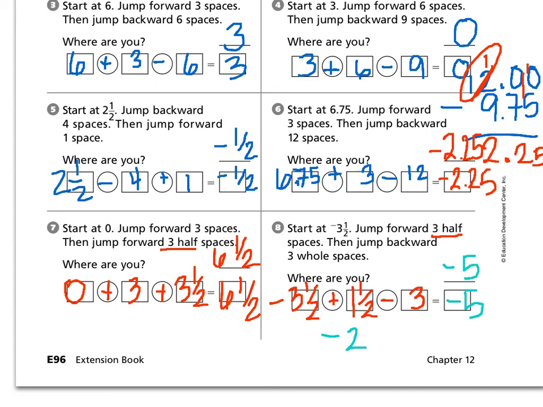Let's go back and fix number 7 now though. We had start at 0, which is correct, jump forward 3 spaces, which is correct, but then jump forward 3 half spaces. So this isn't 3.5, it's actually 1.5. So this answer is wrong. So I have 0 plus 3 is 3 plus 1.5, which would be 4.5. Make sure that you correct your answer.